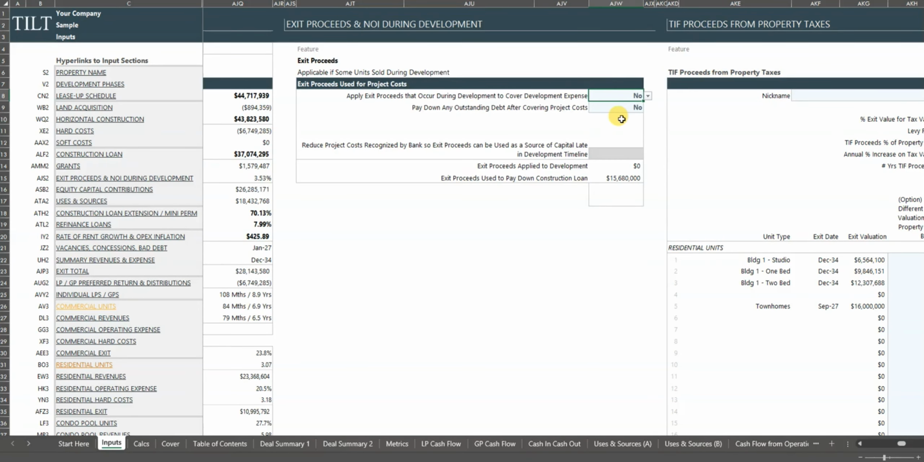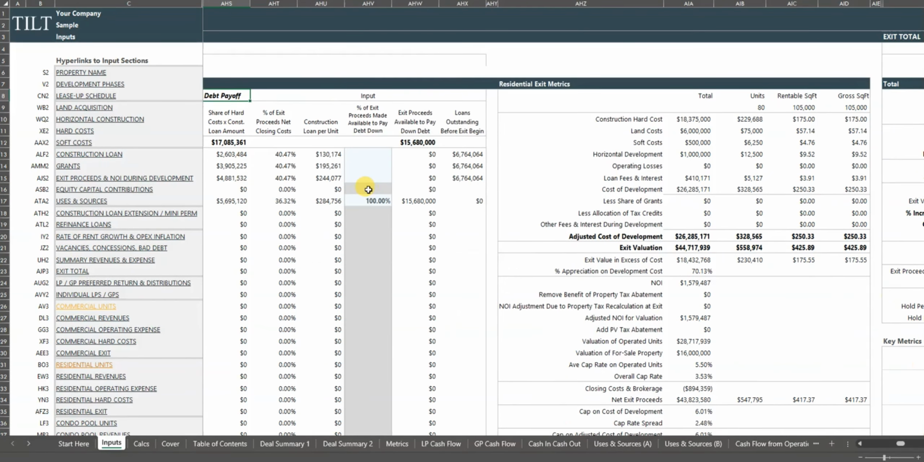And I can say, let's apply exit proceeds that occur during development to cover development expenses, yes. And let's have the bank recognize that the project costs are effectively going to be reduced from their perspective on what they're lending toward. And then the exits are going to take over and cover development costs where they can. So if we want the exit proceeds to lend toward the capital stack, the other thing I'm going to do is say, no, we're not going to pay down bank principal 100% with the exit proceeds.